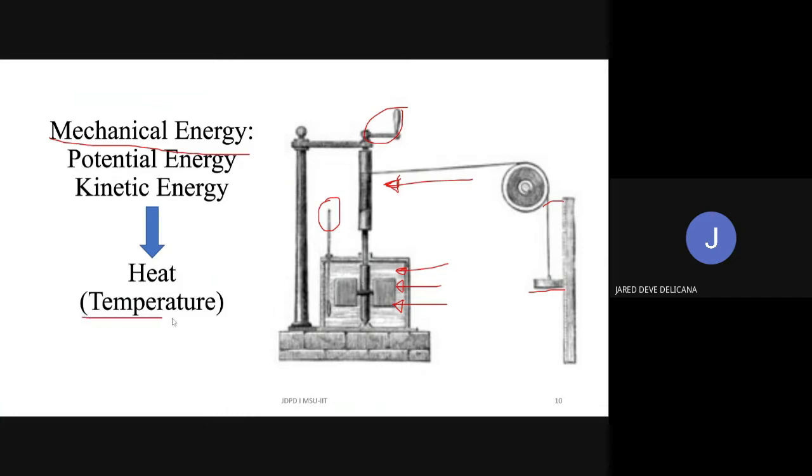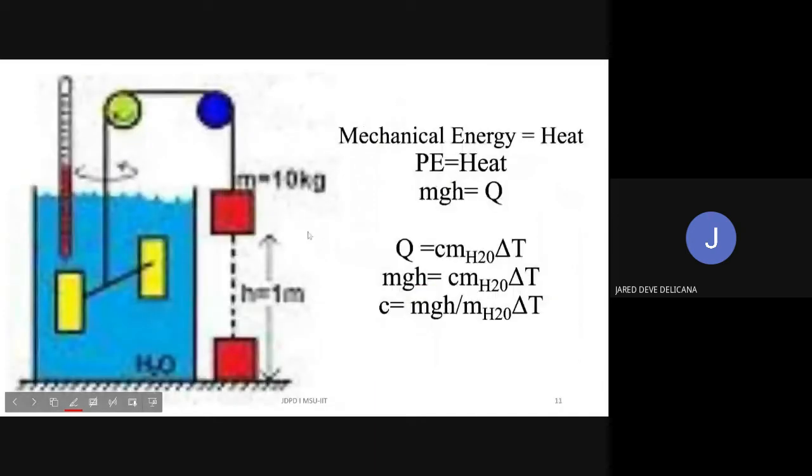And later you will know that the average kinetic energy is just our temperature, and our temperature is a measure of our heat, and so we can record that in our thermometer, and thus we can have our change in temperature. And in equation form, the mechanical energy in the form of potential energy is converted into heat, as we have shown in the experiment.